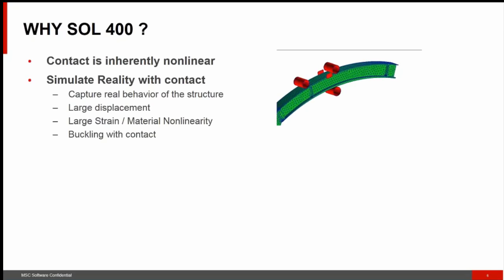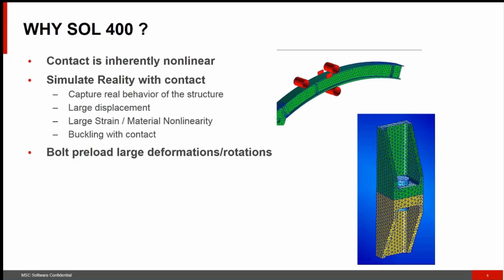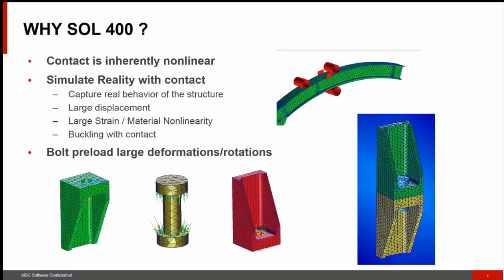It also gives you the capability to use nonlinear buckling analysis if you want to do so. You can run the model with contacts in it in solution 400 and apply the incremental load to understand where the structure goes unstable, and that would be your buckling load. This is a benefit that's available. And also you can use preload with large deformations or rotations in solution 400.